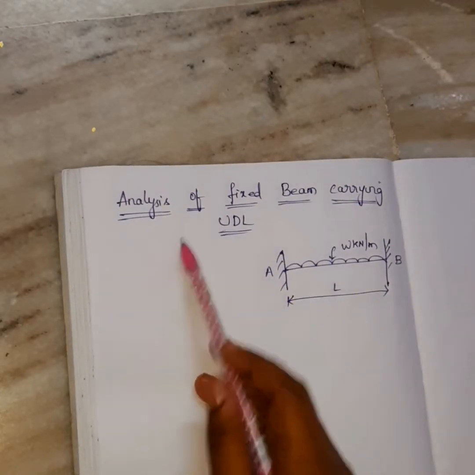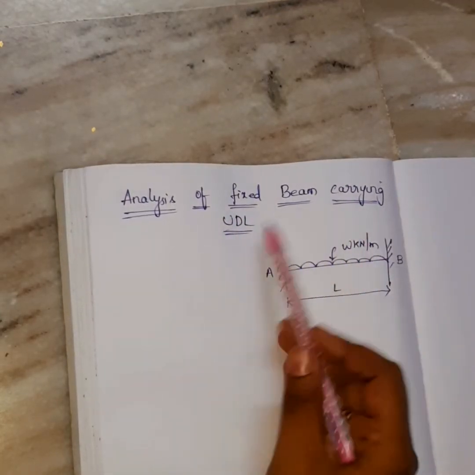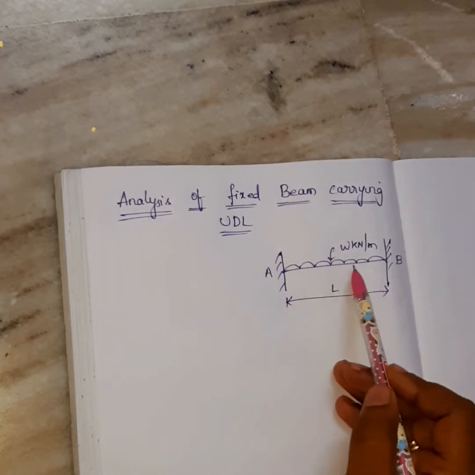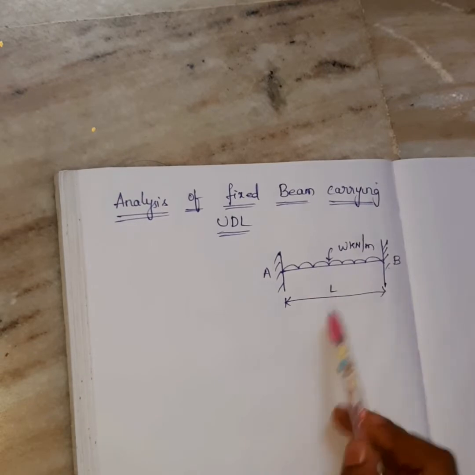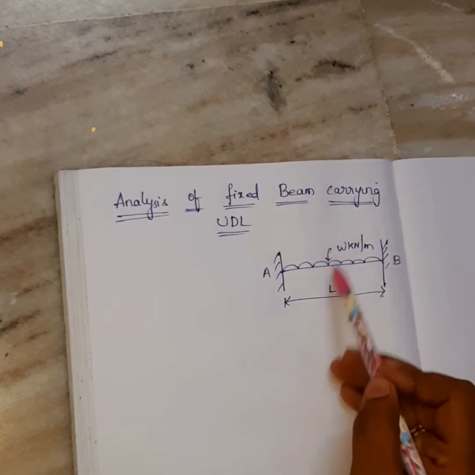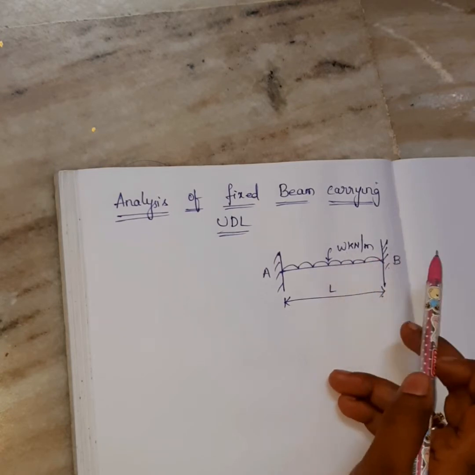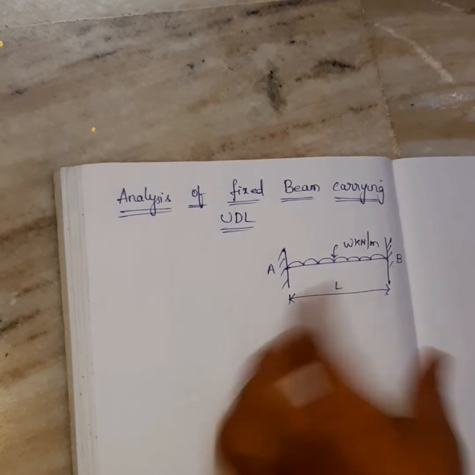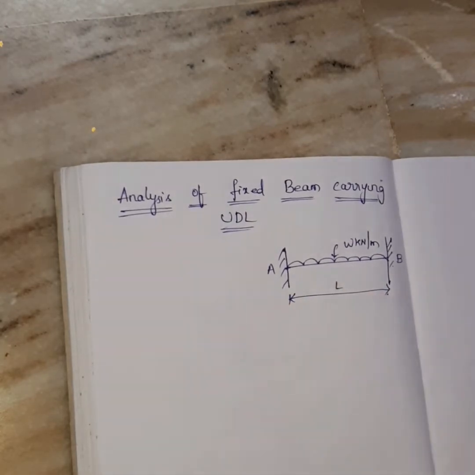In today's video, I want to discuss the analysis of a fixed beam carrying UDL. See here, this is my fixed beam. When UDL is carrying over the entire span, the distance is L, and the load is W kilonewton per meter. They are asking for the analysis of the fixed beam, which means calculating the moments and the deflection.